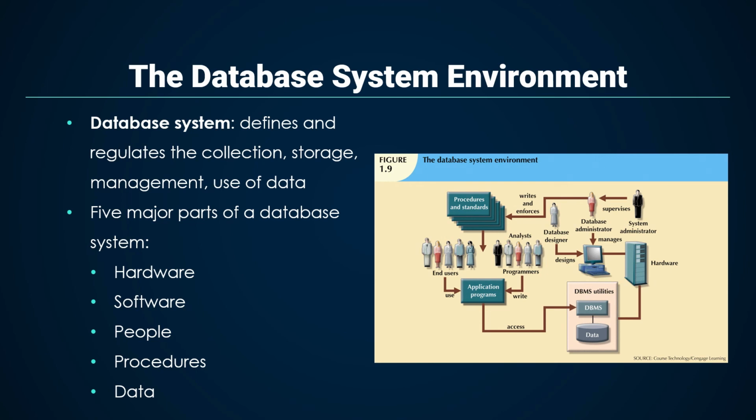We also have people. These are all users of the database system. It consists of system and database administrators, database designers, systems analysts and programmers, and end users. We also have procedures. These are instructions and rules that govern the design and the use of the database system. Lastly, the data is the collection of facts stored in the database.